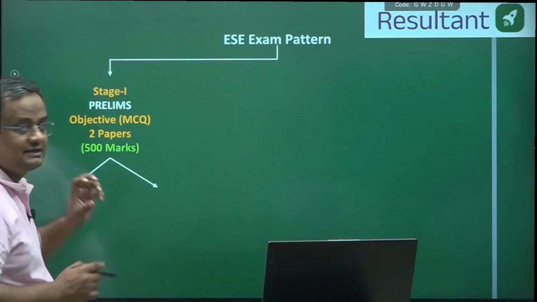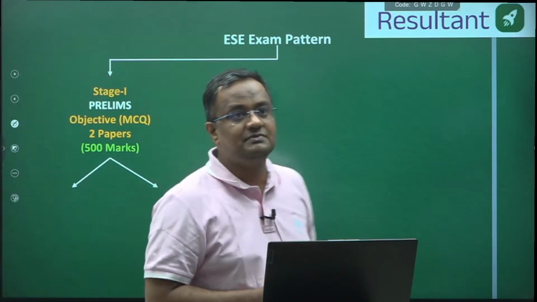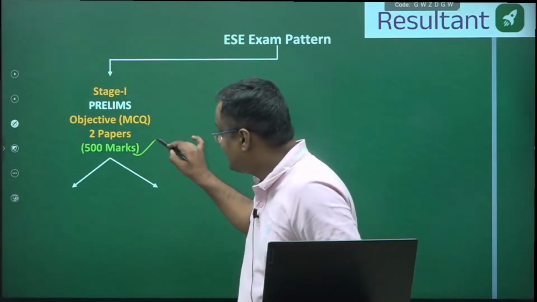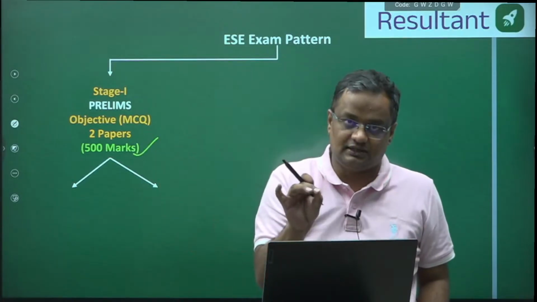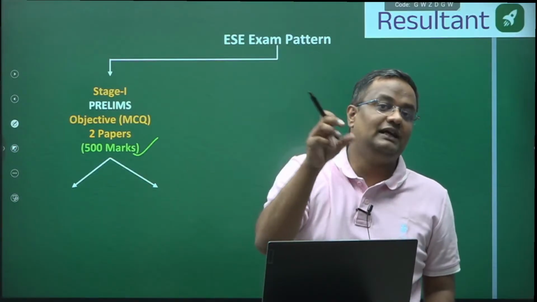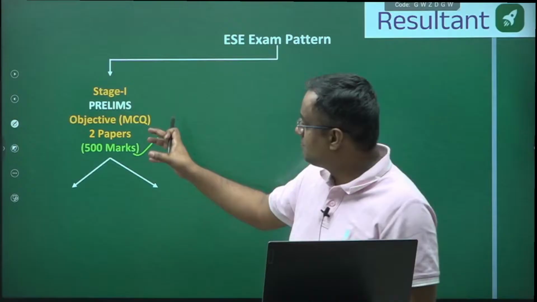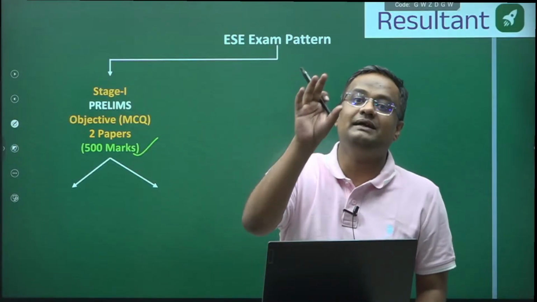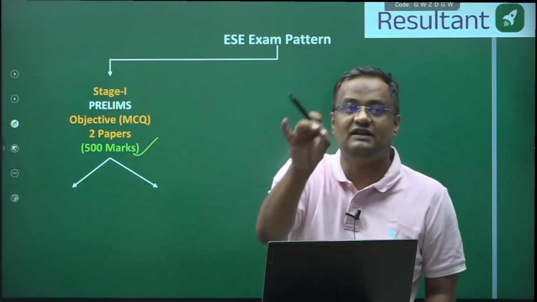First step is the prelims exam. In the prelims exam, it is of 500 marks. And let me tell you, this is not of qualifying nature. This 500 marks will be evaluated for the final merit list. So whatever marks you are getting here, that will be taken into consideration for the final merit.